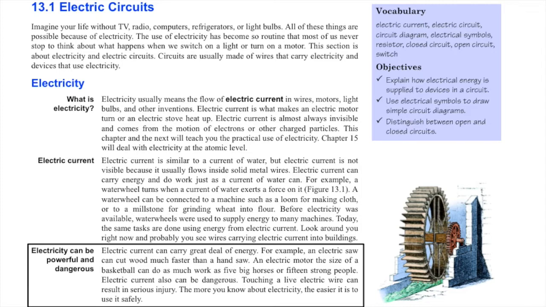Electricity can be powerful and dangerous. Electric current can carry a great deal of energy. For example, an electric saw can cut wood much faster than a handsaw. An electric motor the size of a basketball can do as much work as 5 big horses or 15 strong people. Electric current can also be dangerous. Touching a live electric wire can result in serious injury. The more you know about electricity, the easier it is to use it safely.